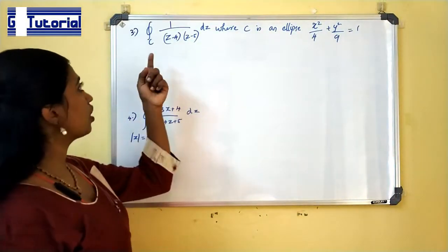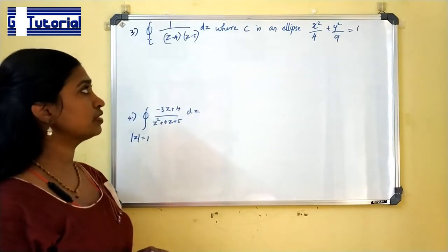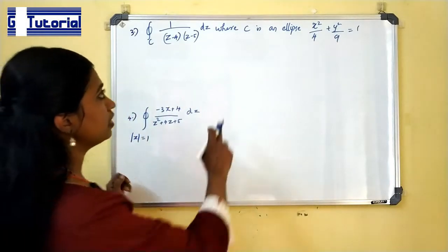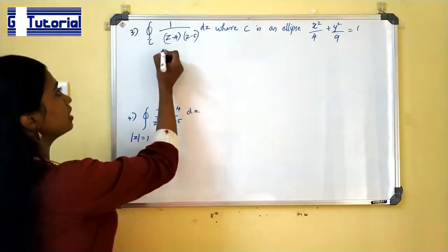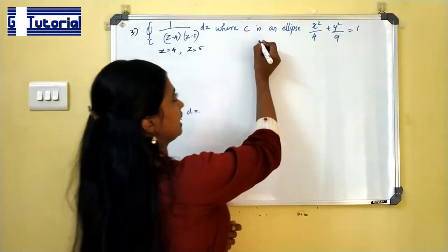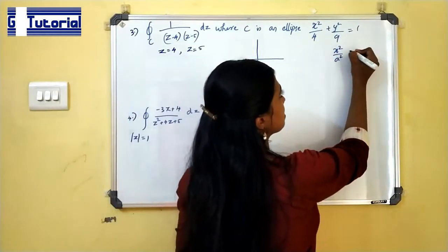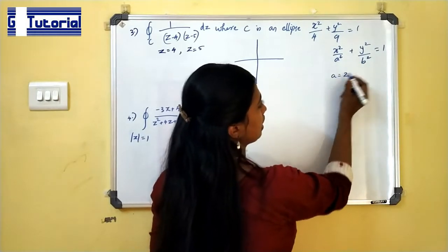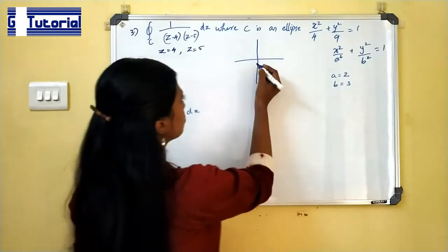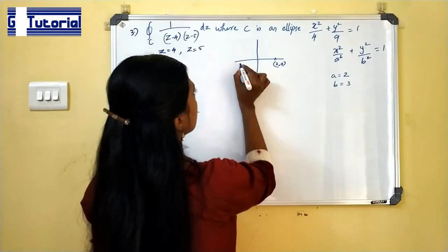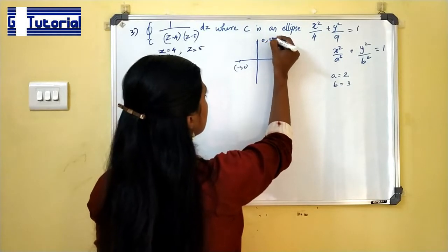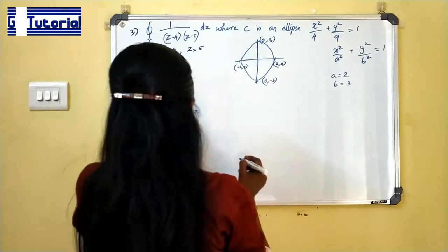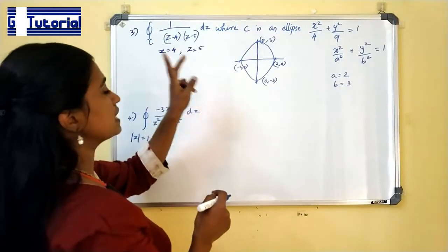Next question. Closed integral of 1 by (z - 4)(z - 5) dz, where C is the ellipse x square by 4 plus y square by 9 is equal to 1. Here our closed curve is an ellipse and the poles are z = 4 and z = 5. The general equation of an ellipse is x square by a square plus y square by b square is equal to 1. Here a = 2 and b = 3. So we can plot the ellipse through 2, 0; -2, 0; 0, 3 and 0, -3. This is our ellipse.